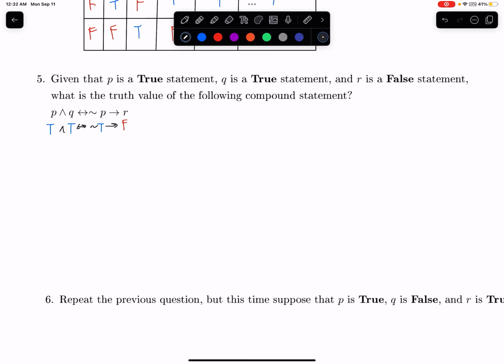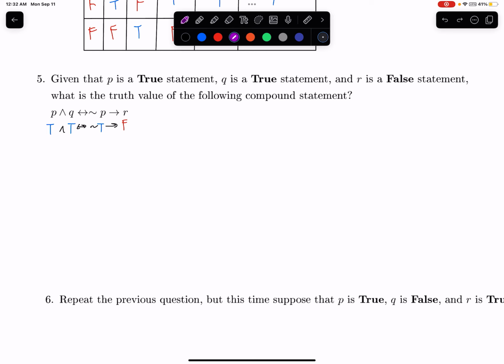Now let's figure out the order of operations. Order of operations says negations first, right? Followed by ands and ors, followed by conditional. And then the very end is a biconditional. So when I see this biconditional here, I'm thinking that's going to happen at the very end.